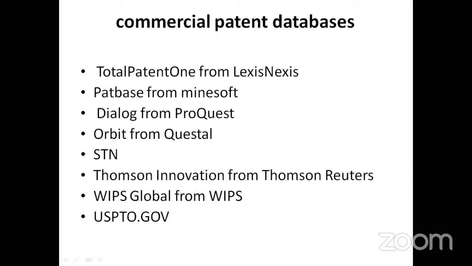And there are some commercial patent databases for which you have to pay. Most of the data here, this commercial one, is very costly to buy. So organizations buy it on a yearly basis. They have to pay some fees for that. Like Thomson Innovation, Derwent, Dialog from ProQuest, Orbit is a very good one, STN, like that. But USPTO.gov is a free one.